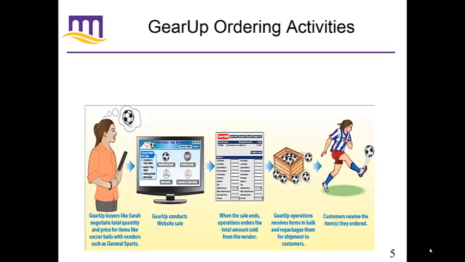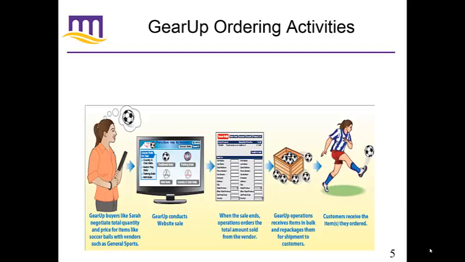So the idea behind this is that GearUp is selling things before they actually have the products in hand. They're negotiating with their vendor to say, all right, we're going to sell soccer balls this time, and we're going to create an auction, and we're going to sell the soccer balls, but we don't actually have those in our warehouse. We're going to sell them first by finding out how many people want them at this certain price. So they create this auction. Visitors come to the website, they bid and say, yes, I want it at this price.